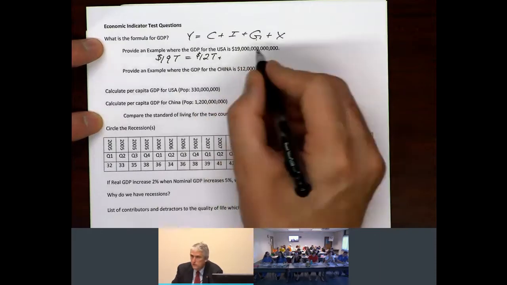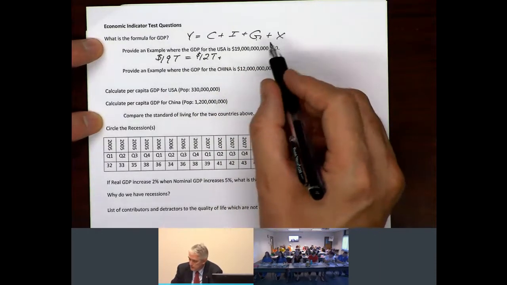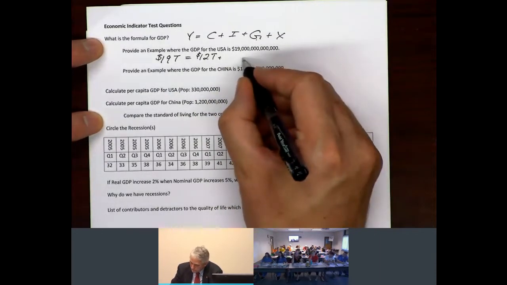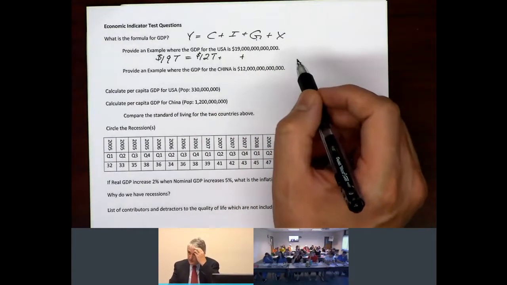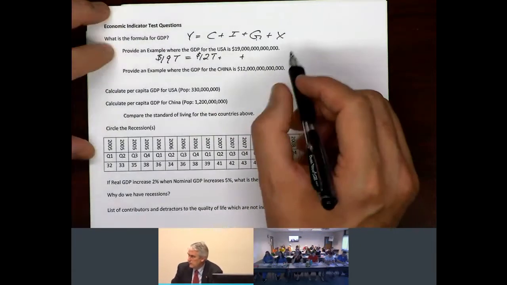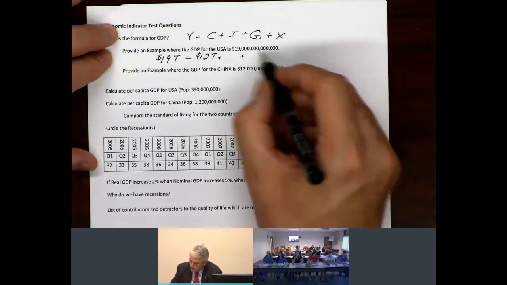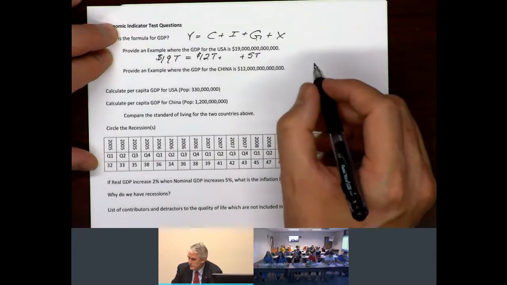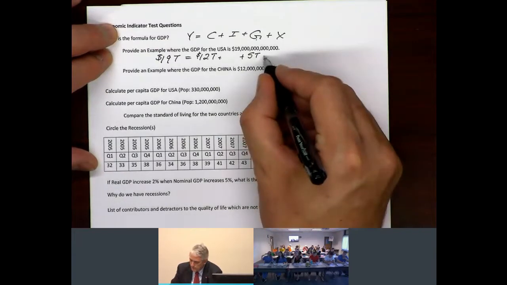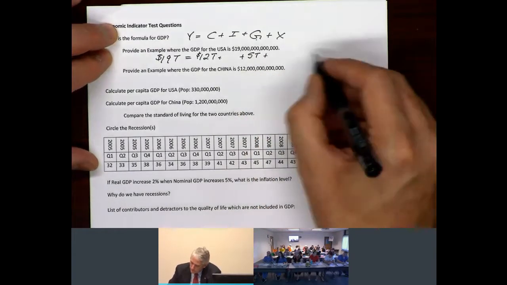If we know something about government spending, then we know that the federal government spends 4 trillion a year, and the state and local governments combined add up to another 1 trillion. So we got about 5 trillion total government spending. The net exports, we got to do this over here.